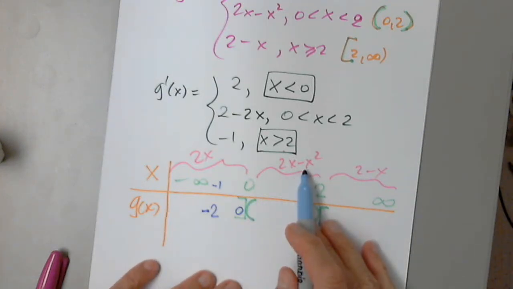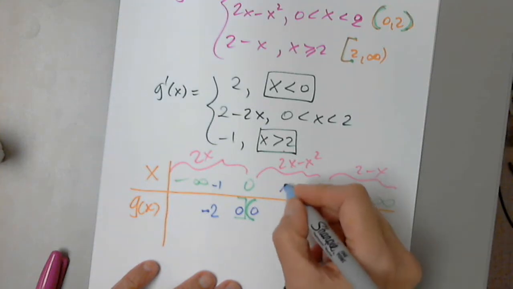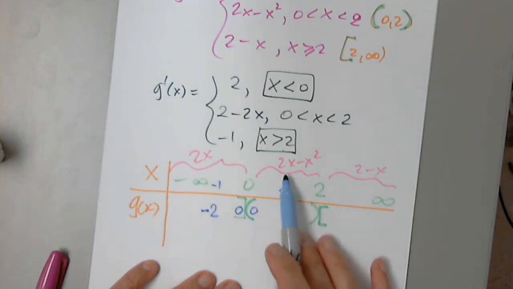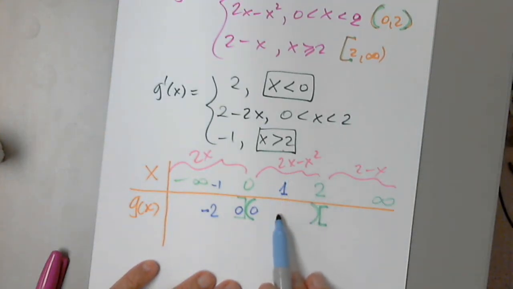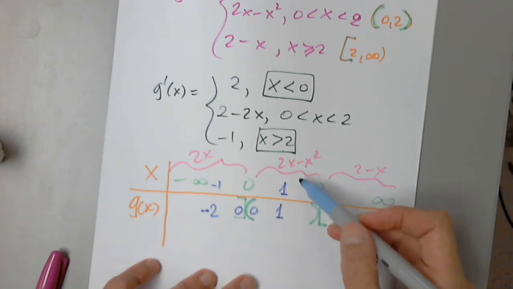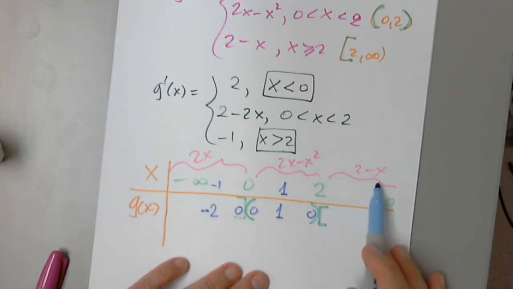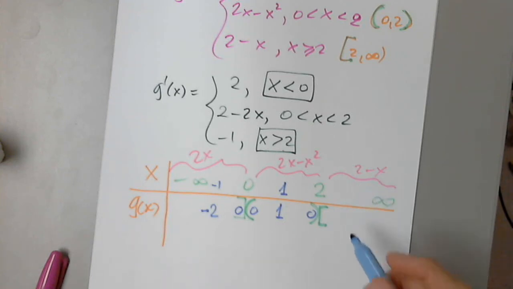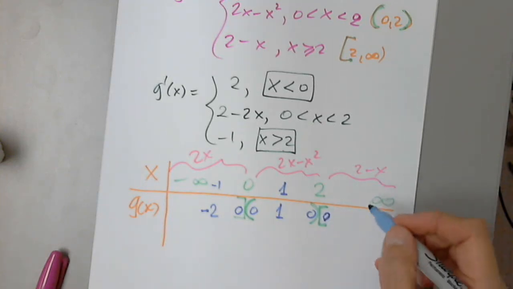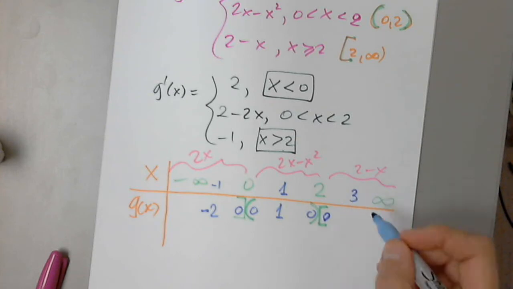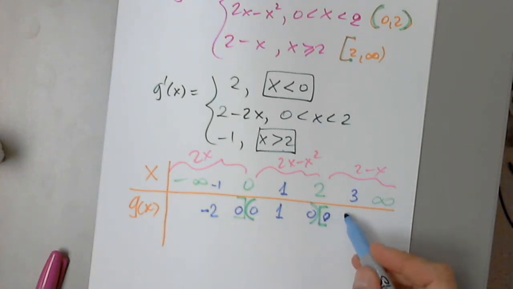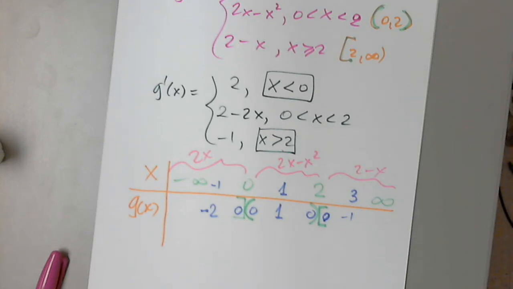I'm going to plug in 0 on the other side. 0. I will also plug in 1. 1. I will also plug in 2. 0. Good. I will also plug in 2 on the other side. 0. Very good, thank you. And I will also plug in 3, and I get? -1. Very good.